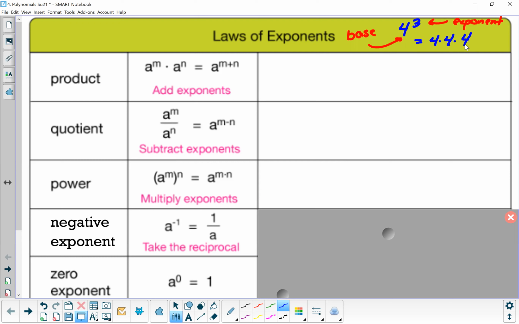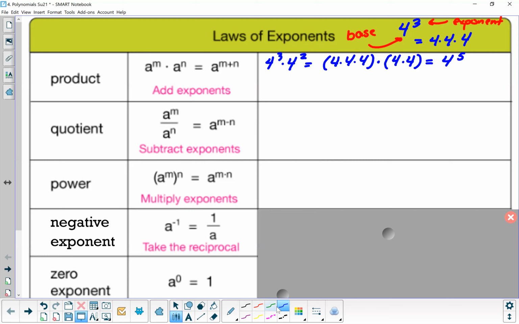So let's take a look at our first property here, which is the product property of exponents, sometimes called the product rule. Let's consider starting with 4 cubed times 4 squared. Now, we know that 4 cubed means 4 times 4 times 4, and we're multiplying that by 4 squared, which means 4 times 4. And so we see here we have 5 factors of 4. So essentially this is equivalent to 4 to the 5th power.